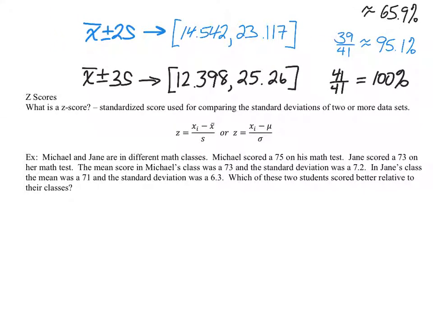So, very simple calculations. We have x sub i minus x bar over s. So we have two individuals, Michael and Jane. So Michael got a 75 on his test, Jane got something on hers, cut off. So the mean in Michael's class is 73, the standard deviation is 7.2. All right, so for Michael, we're going to have a z. His individual score was 75. His class average was 73. Standard deviation was 7.2.